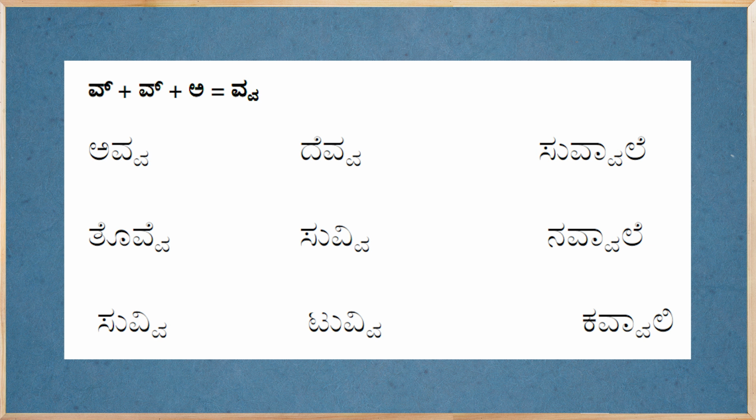Next we have V plus A, which becomes Va, like Avva, Devva, Suvale, Tove.